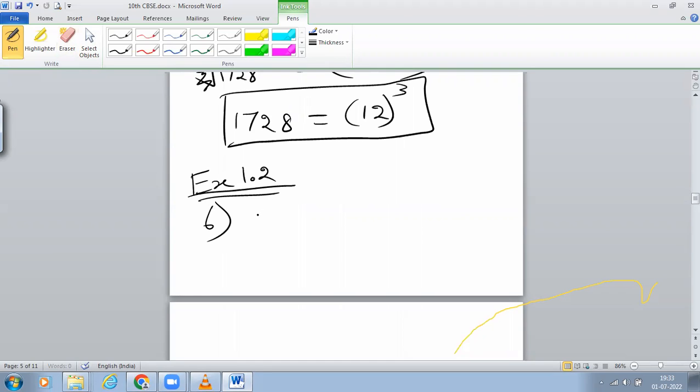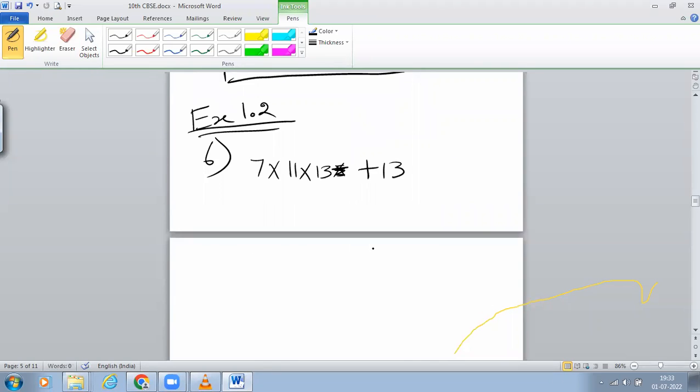Here they are asking, explain why 7 into 11 into 13 plus 13 and 7 into 6 into 5 into 4 into 3 into 2 into 1 plus 5 are composite numbers. Why are these two numbers composite? Listen, first I will write this: 7 into 11 into 13 plus 13. Why this number is composite, they are asking.